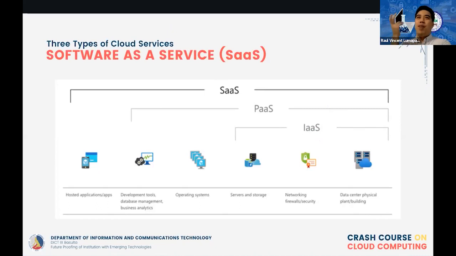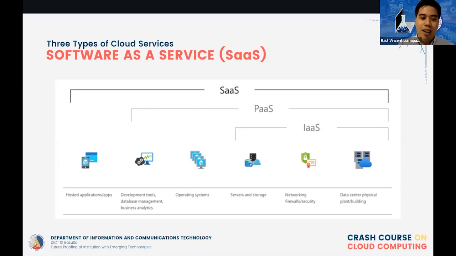So the question now is, are you paying more for SaaS than IaaS? Actually, no, because for SaaS, you're just using the software, and the usage of the server, the storage, the network, for example, is being handled by the vendor. So the vendor now can actually just process the server and storage.